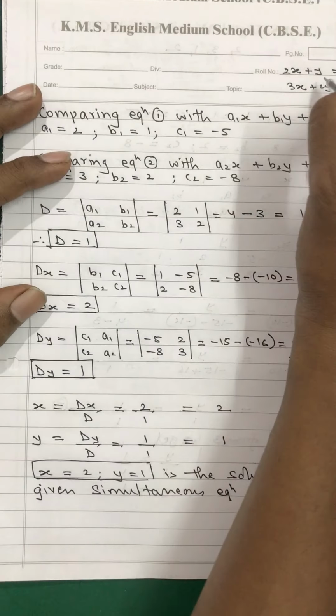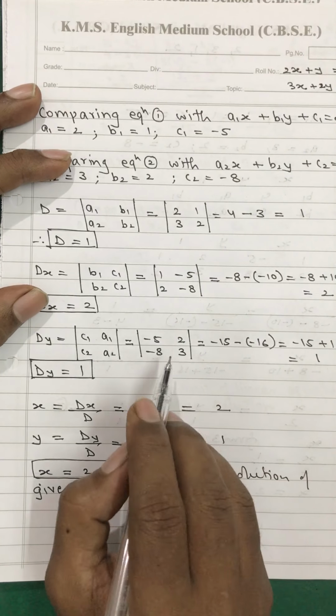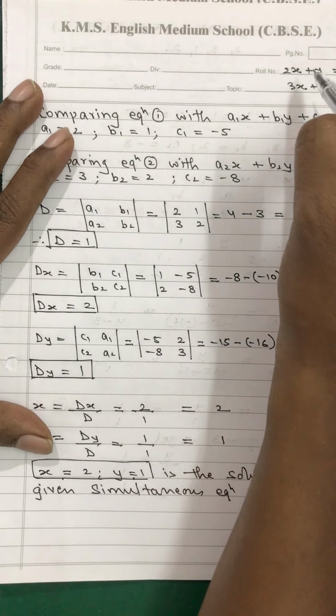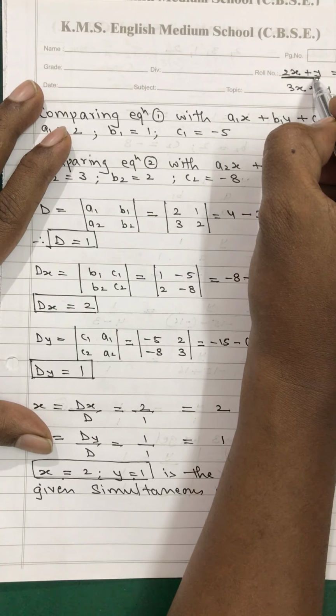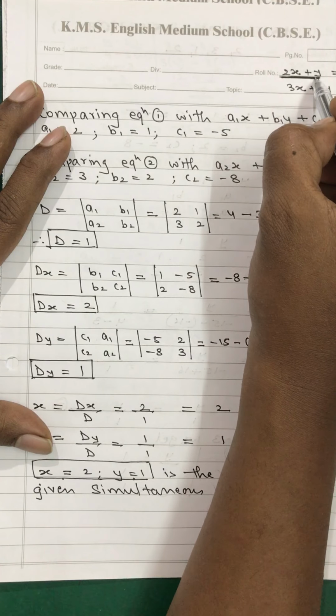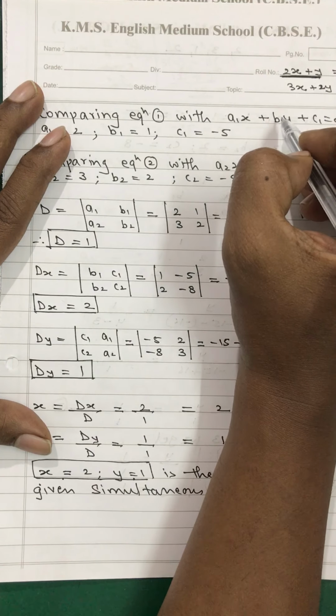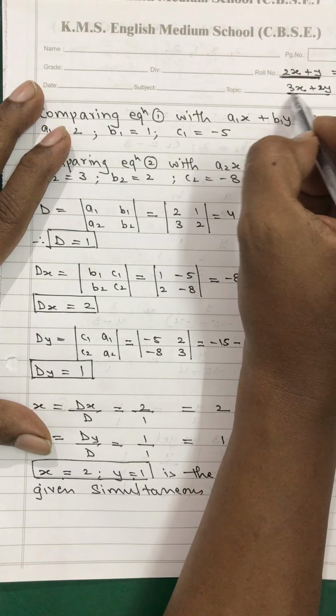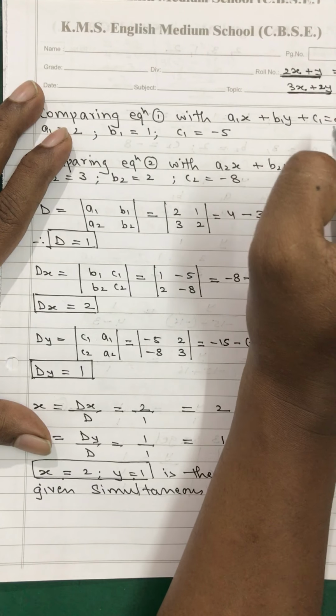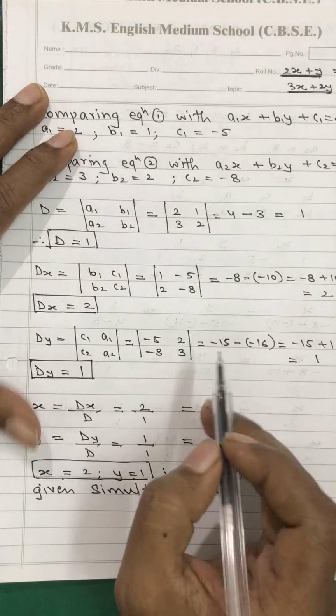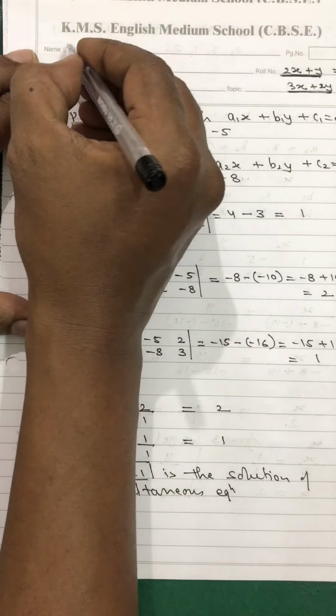Okay, my dear students. So now if I think that this is the value, I will substitute values of x and y in the left hand side. After substituting the value of x and y in the left hand side, I should get 5. And in the second equation, I should get 8 after solving.